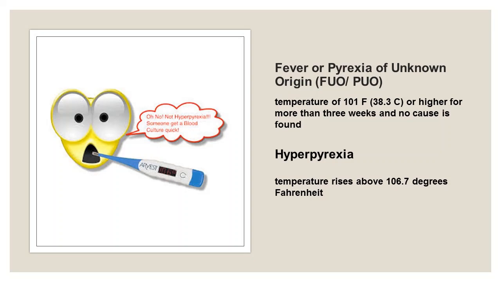Hyperpyrexia is another abnormal elevation of body temperature. In this case, body temperature rises above 106.7 degrees Fahrenheit. It is considered a medical emergency and requires immediate medical treatment. Causes include brain hemorrhage, tumor or intrinsic hypothalamic malfunction, and severe infection.